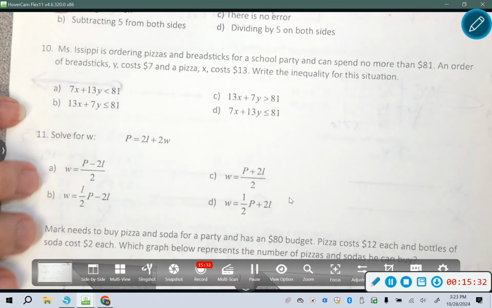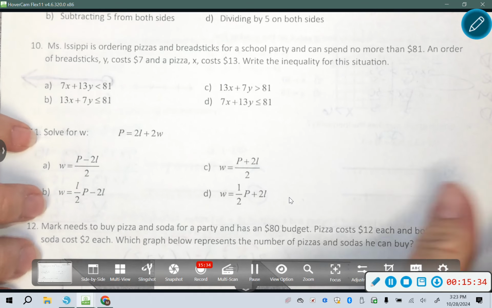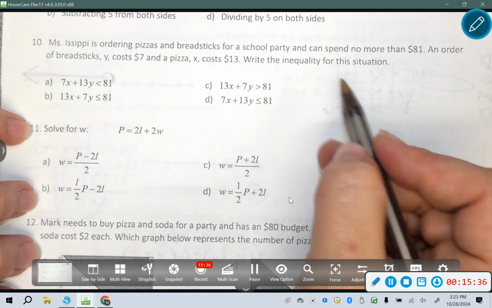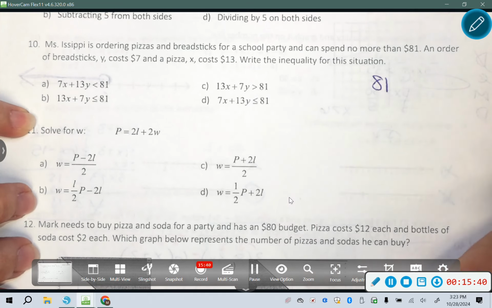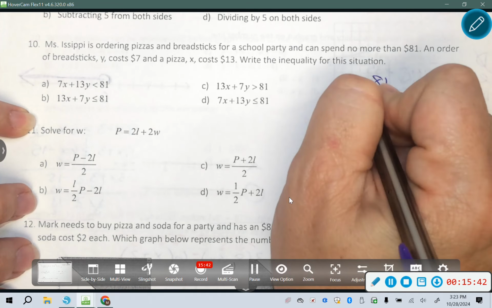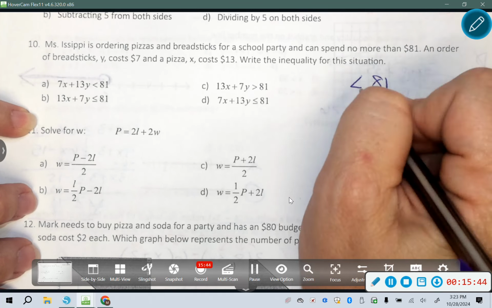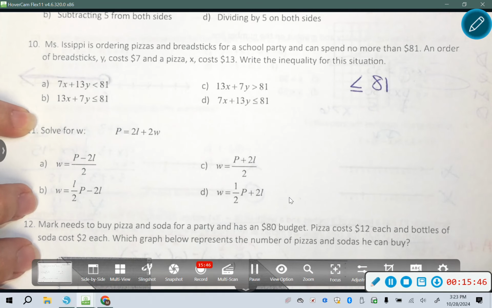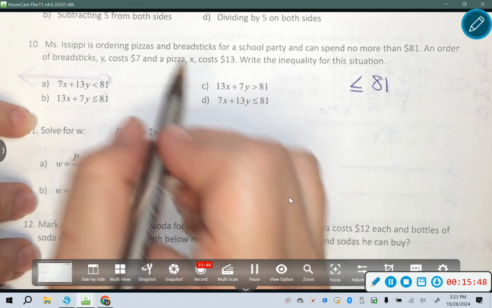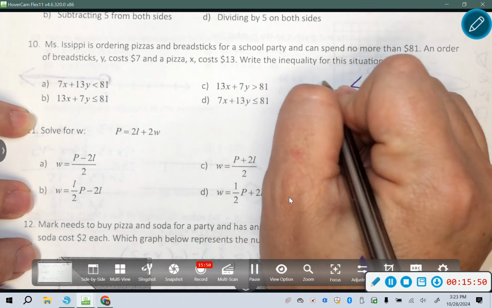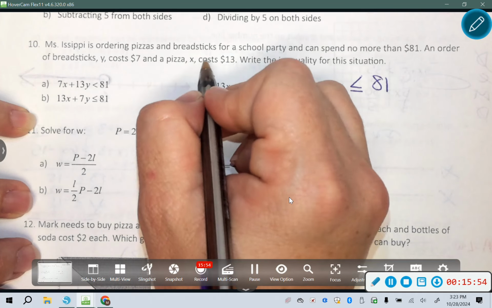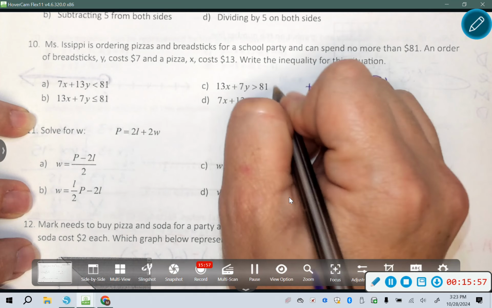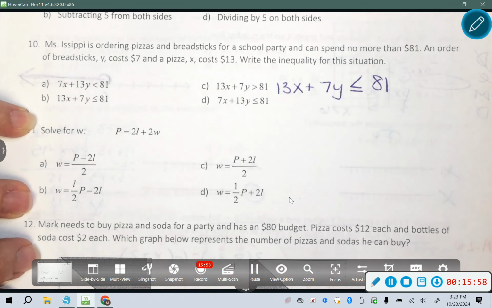Okay, number 10. It says Miss Zippy is ordering pizza and breadsticks for a school party and can spend no more than $81. If I cannot spend more, that means I have to spend less, or I can spend exactly $81. An order of breadsticks Y costs $7, so I know 7Y. And an order of pizza costs $13, so I'm going to put it in order, so 13x. Write the inequality for this situation.